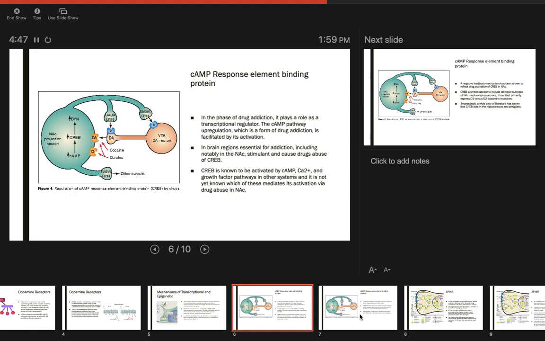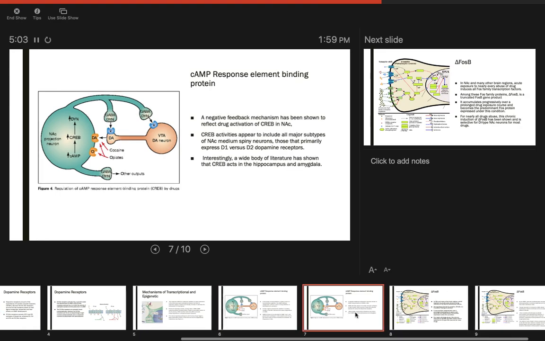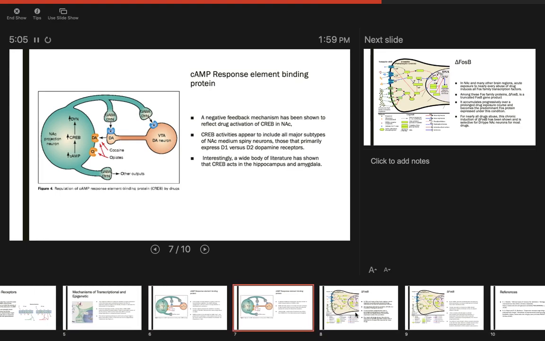CREB is known to be activated by cAMP, Ca2+, and growth factor pathways in other systems, and it is not yet known which of these mediate its activation by drugs of abuse in the NAc. Next slide. cAMP response element binding protein.